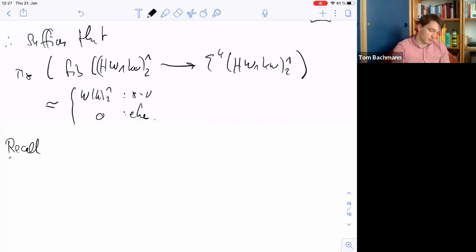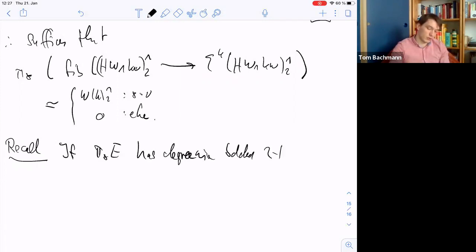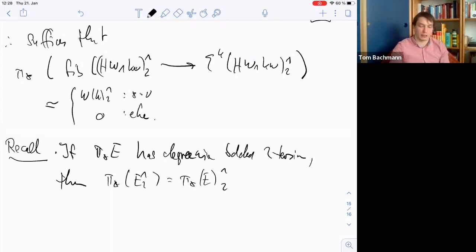So recall, if π_* E has degree-wise bounded 2-torsion, then somehow the completion operation is particularly well behaved. Then the π_* of the 2-adic completion of this is just: you take the π_* of E, and then you 2-adically complete this in the usual sense of abelian groups. So the limit of the guy mod 2^n in abelian groups.